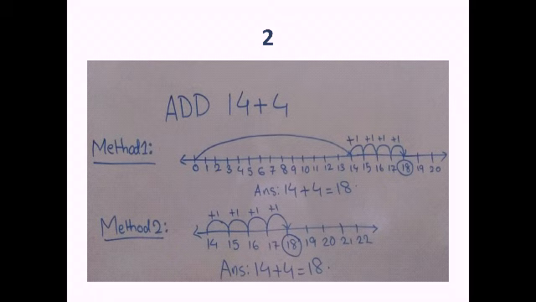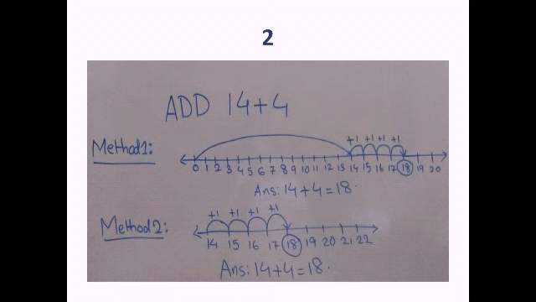From 14, the first jump is till 15. The second jump is till 16. The third jump is till 17. The fourth jump is till 18. So 14 plus 4 is 18. Now look here, students.